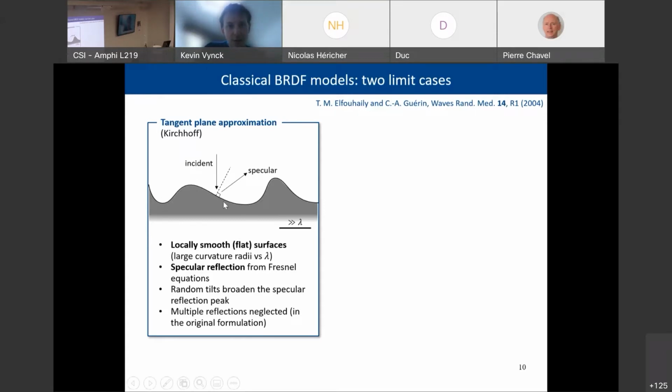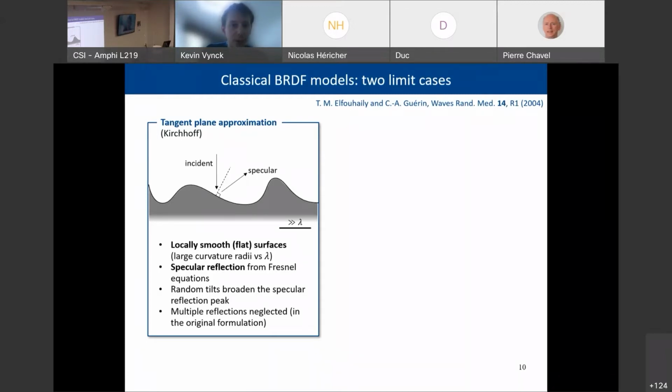And this is very intuitive because you understand that when you increase the roughness, or when you have some random tilts of the surface, then the specular peak will become broader and broader. So this is a very intuitive and very useful model that has been developed many years ago. In the original formulation of this model, you clearly neglect multiple reflections between different parts of the surface. But there have been other models that have taken that into account.